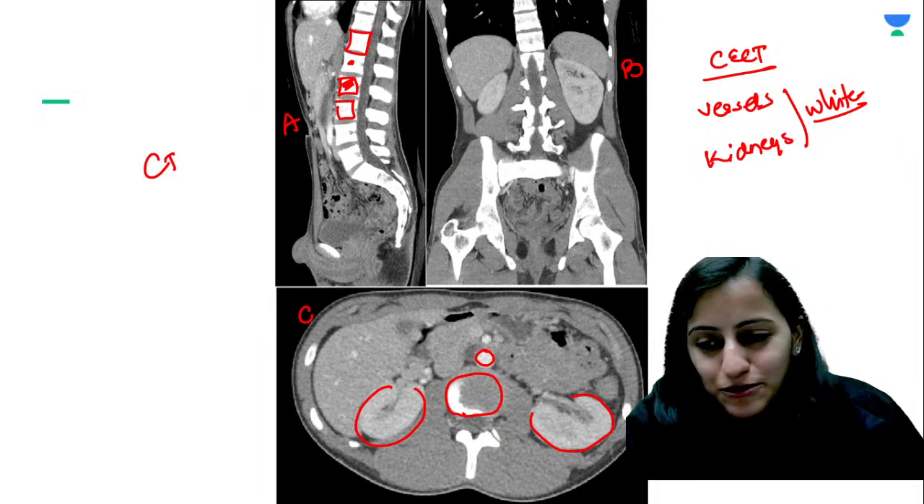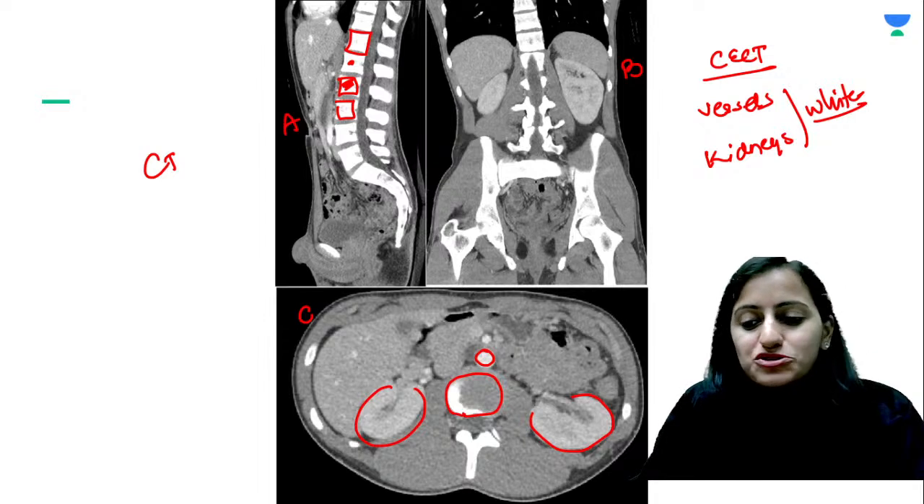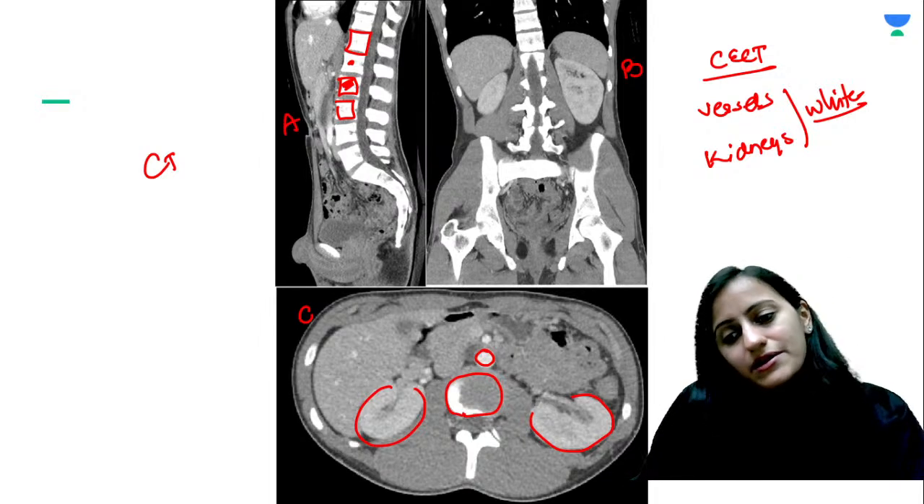Is that clear, Nuzhat? I hope your query is solved. So just look at the bone cortex and nothing else to identify whether it's a CT or it's an MRI. All right?